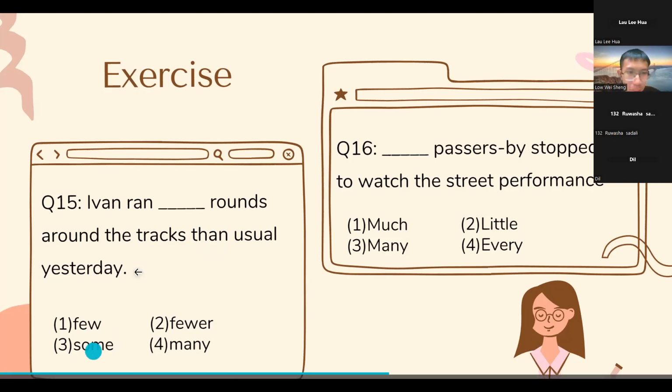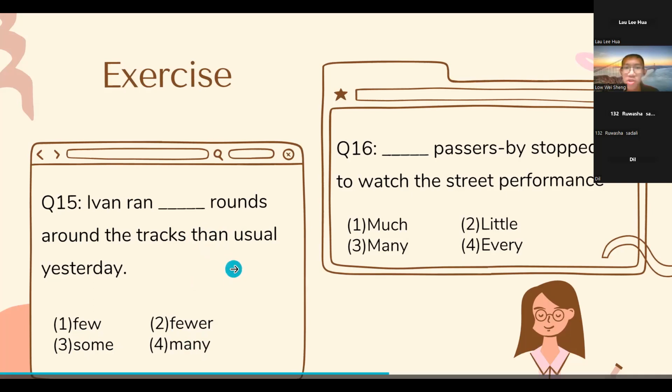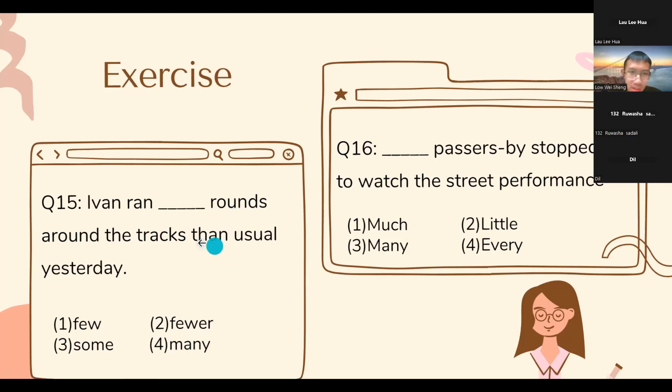Similarly, some also does not have that comparison. Some just refers to a quantity, right? And many just shows many of something. It doesn't show comparison. And you can see the word than here. Than needs a comparison, needs the word to have the element of comparison. And because of that, fewer is correct.